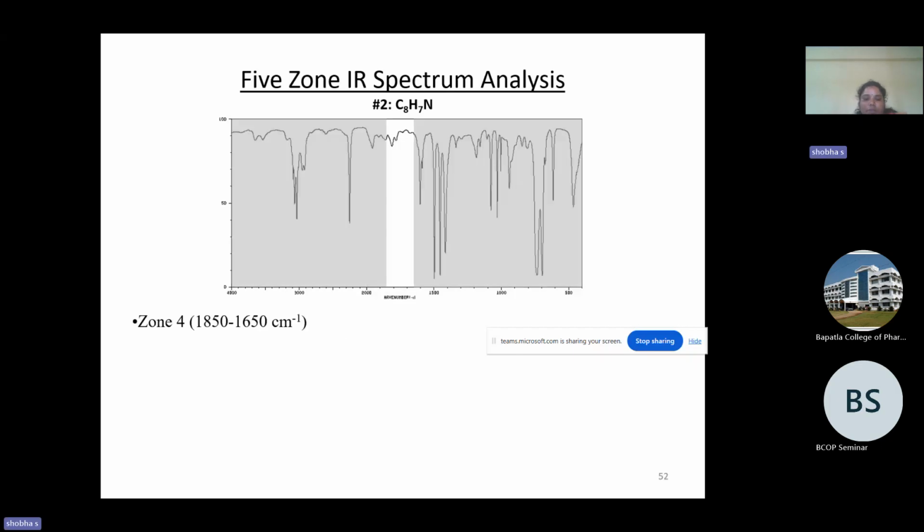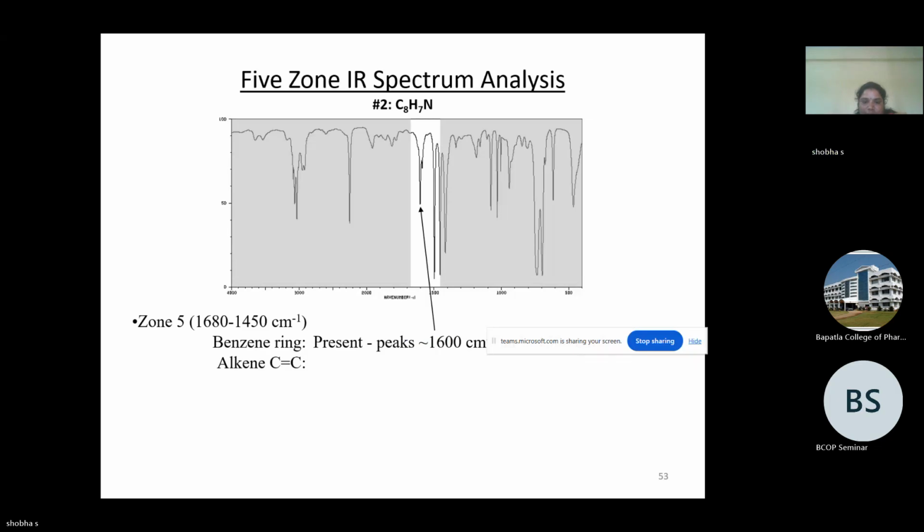In zone 4, there is no sharp intense peak for the carbonyl compound. Zone 5 also, see zone 5. Maybe chances are there for the presence of C double bond C in the benzene ring.